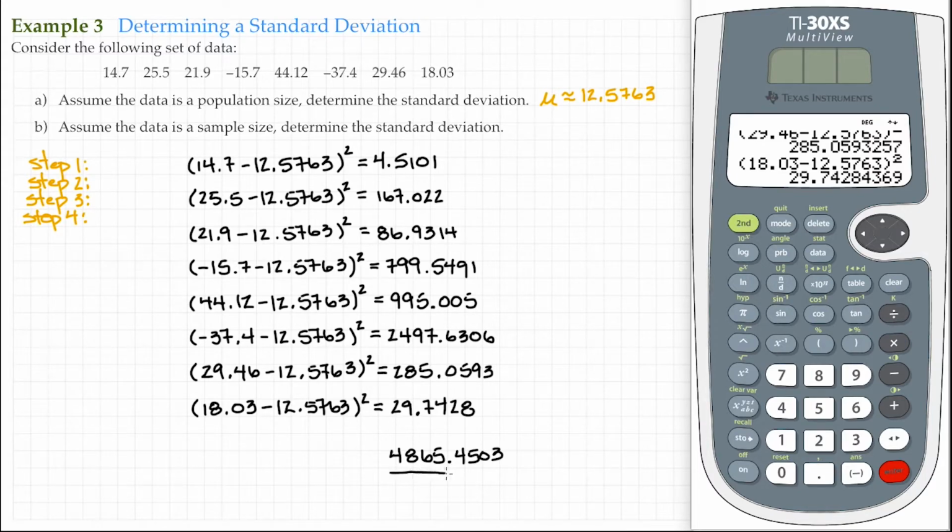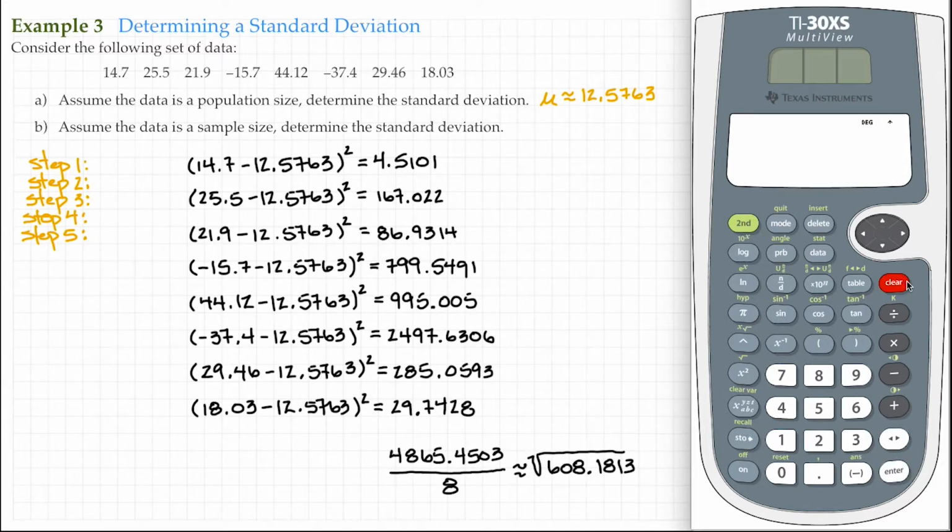We'll then divide it by the size of the population, which is 8. This comes out to be approximately 608.1813. Again, we'll do 4 decimals. Then the final step, step 5, is then to take the square root of this value. So we'll just square root it.